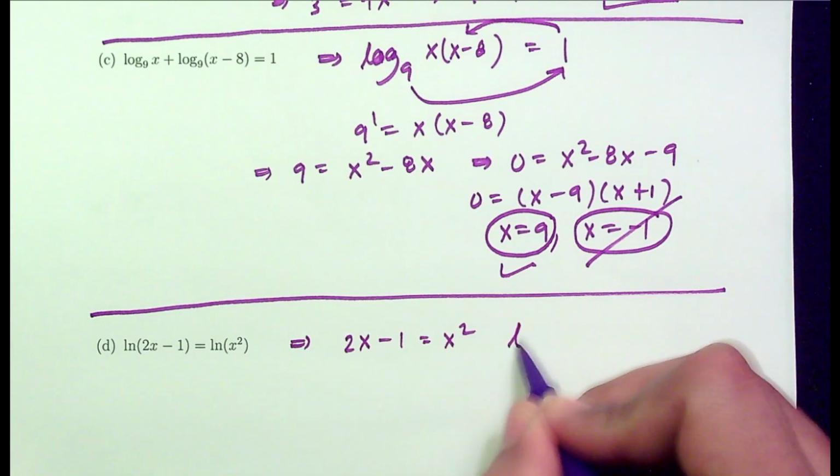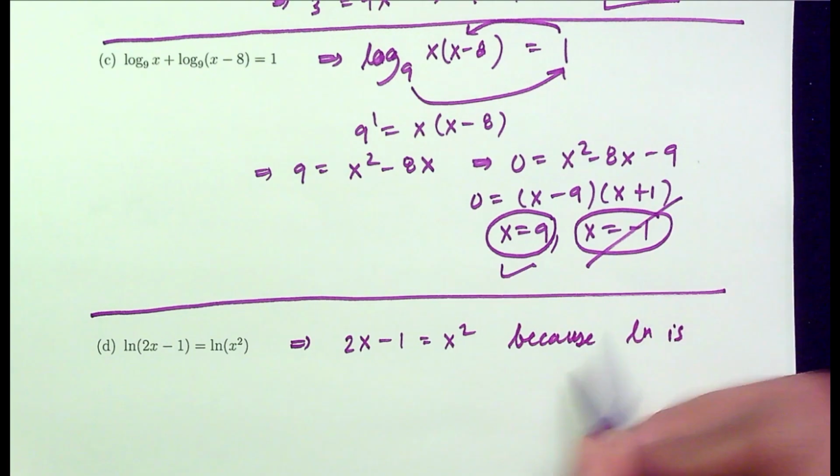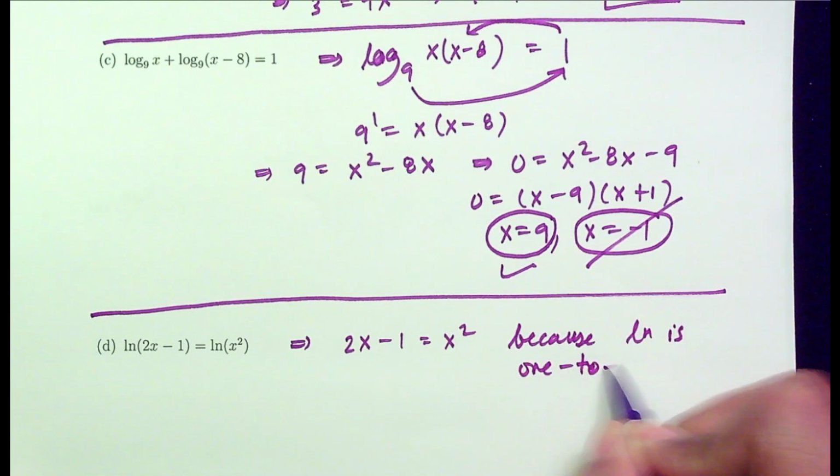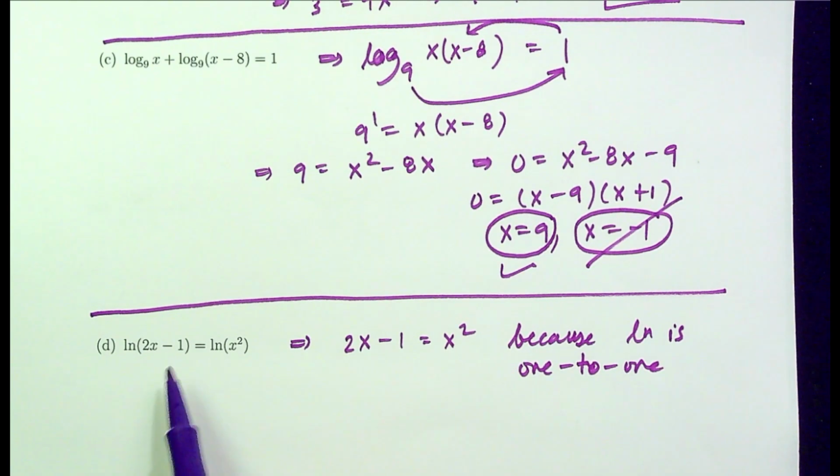And this is because ln is one-to-one. It is injective. So if two outputs are the same, the inputs have to be the same. You have two logarithms like that equal to each other. The inside of the logarithms have to be equal to each other.